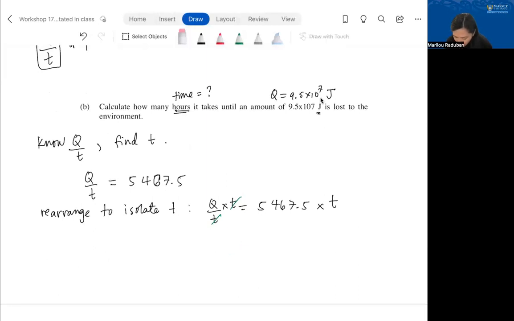Let me just do the rearranging by flipping first. I think it's simpler. So flipping. Because we want to isolate T, and T is at the denominator. So it's easier to do T. I feel it's less confusing. Of course, you can rearrange it anyway, as long as it's correct.